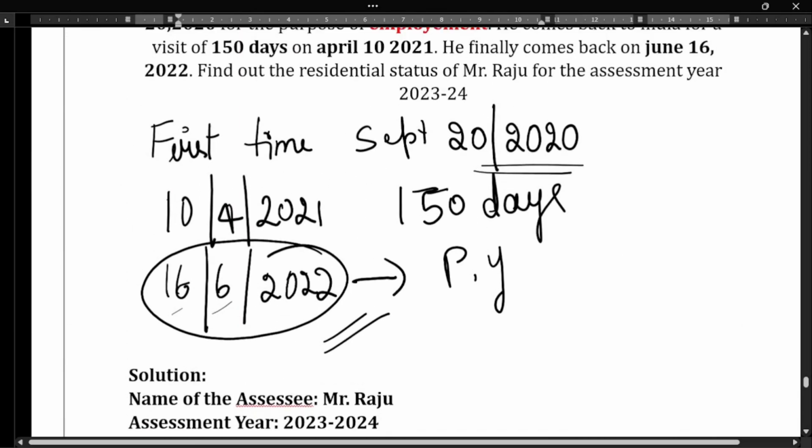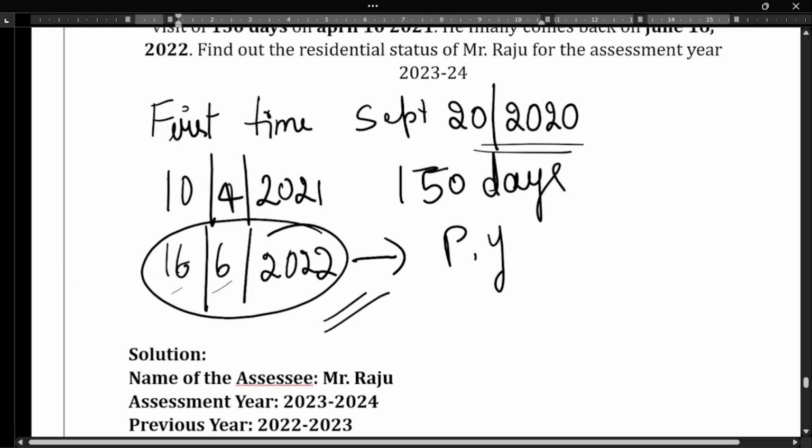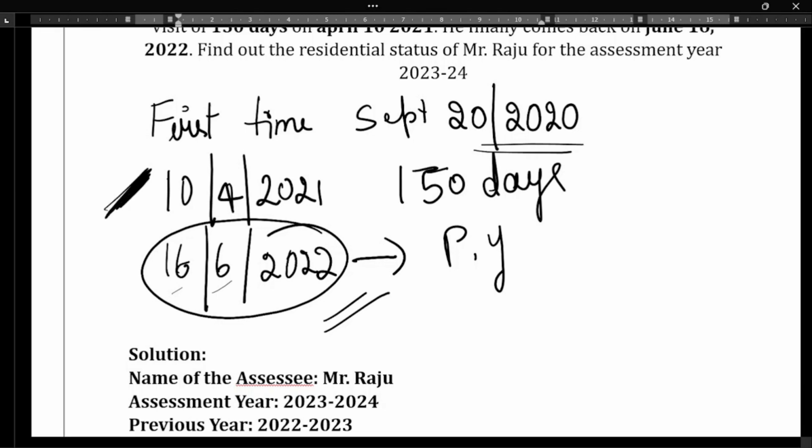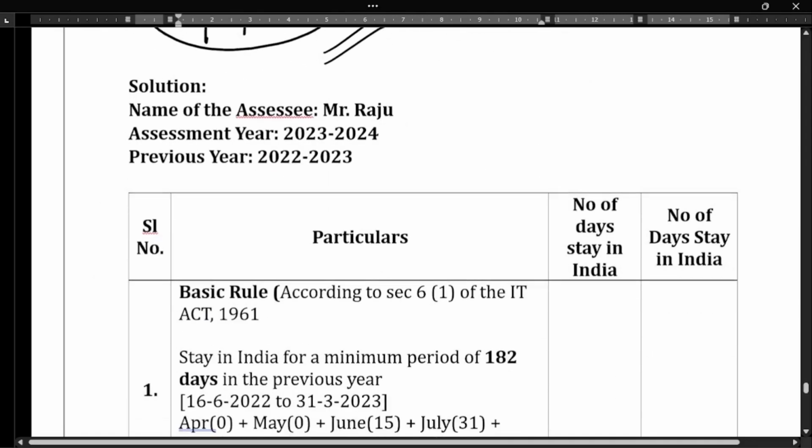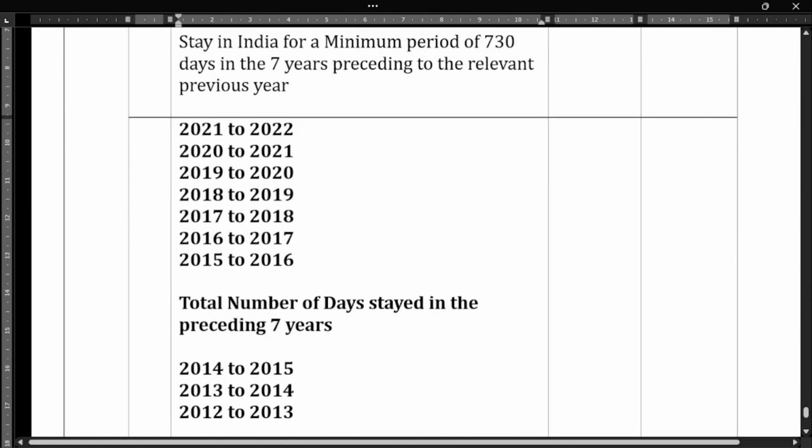So, let us check this information. In the year 2021-22, first, we have the information that he came to India on 10th April and he stayed in India for 150 days. So first let us fill that. So in the year 2021-22 he was there in India for 152 days.